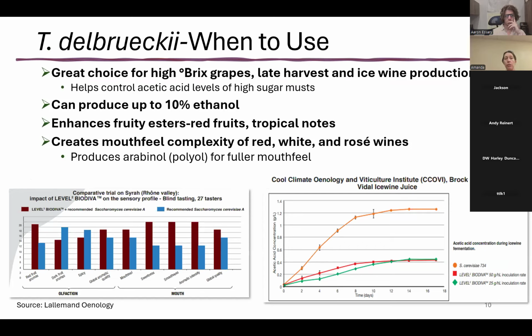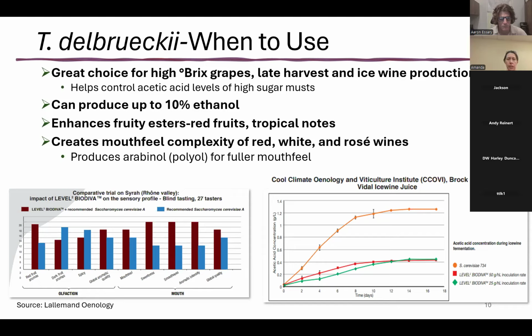So it's really helping control that acetic acid level during those fermentations. There's been a lot of research out of Brock University. They do ice wine with Vidal grapes, and they use a Delbrueckii product by Lallemand called Biodiva. And you can see on the figure on the right that Biodiva at both 25 grams per hectoliter and 50 grams per hectoliter significantly reduced acetic acid production during fermentation compared to the Saccharomyces control. And this was working with ice wine production.